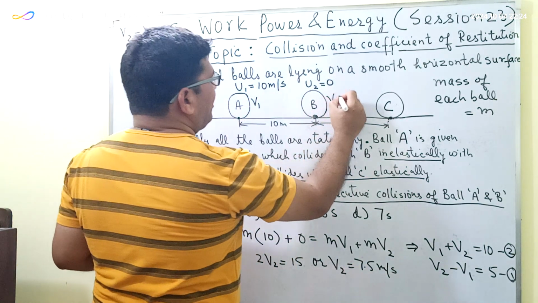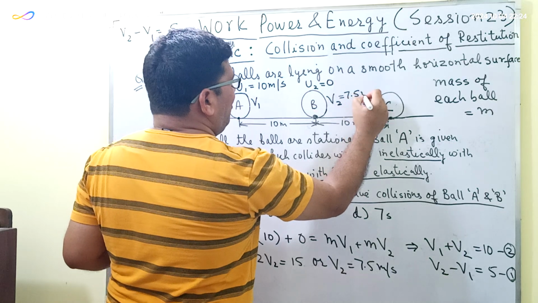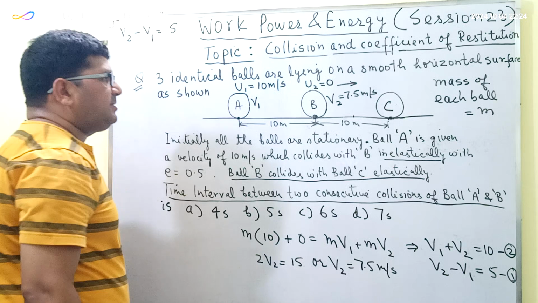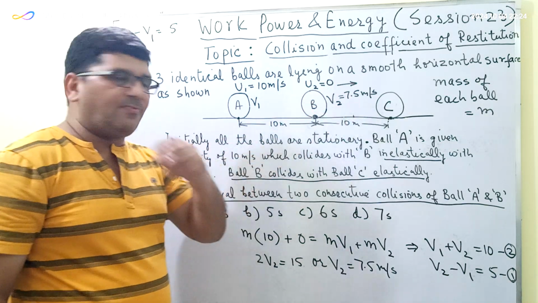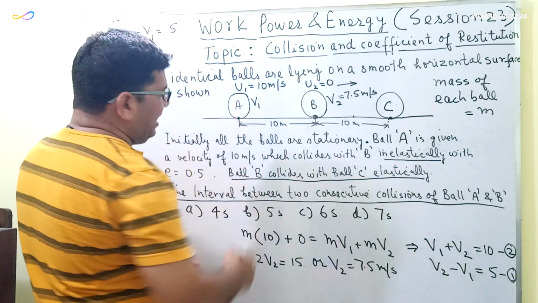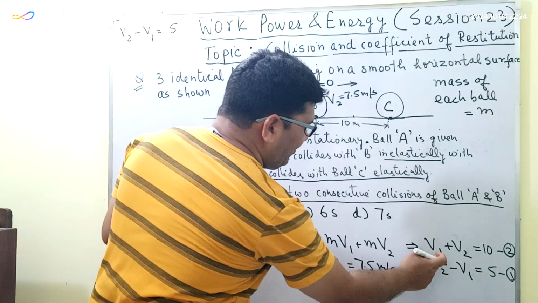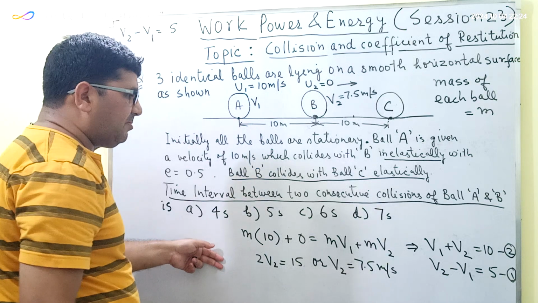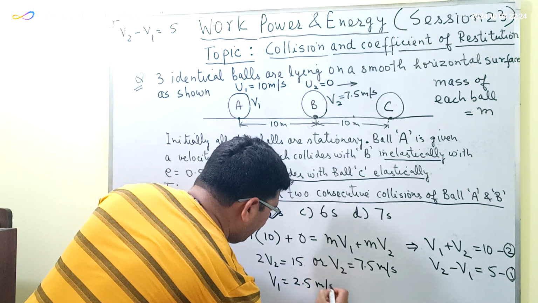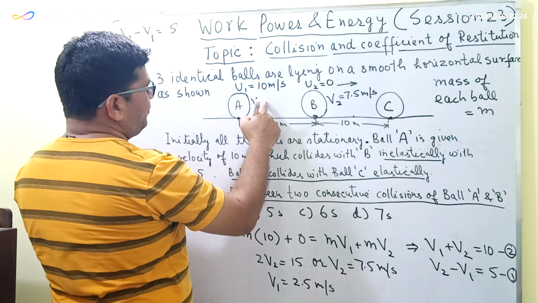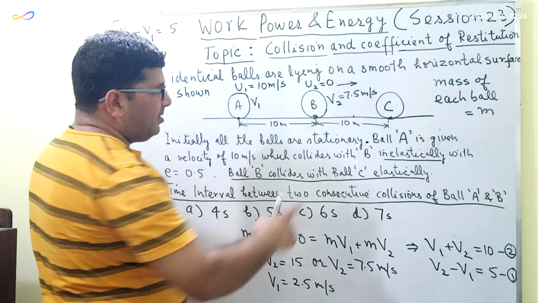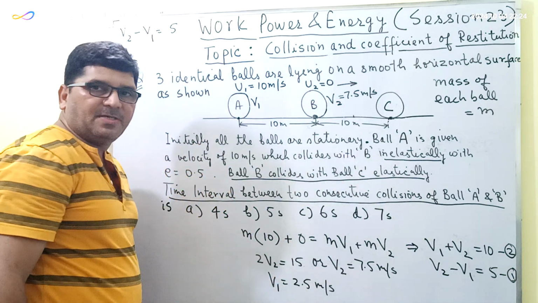So the velocity of the ball B in this direction, as indicated by this arrow, will be equal to 7.5 meter per second. Now if I put the value of V2 as 7.5 in equation number 2, I will get the value of V1 as 2.5 meter per second. So the velocity of the ball A after the collision will be equal to 2.5 meter per second.